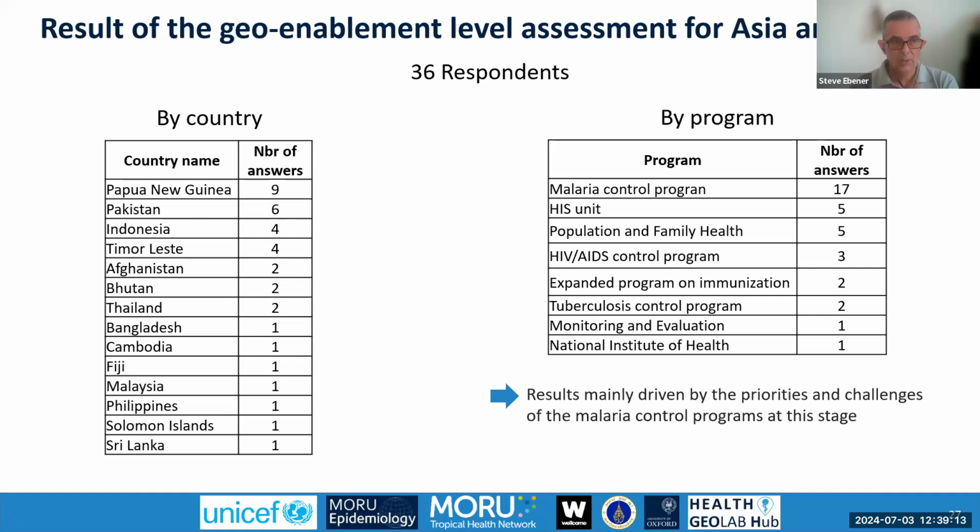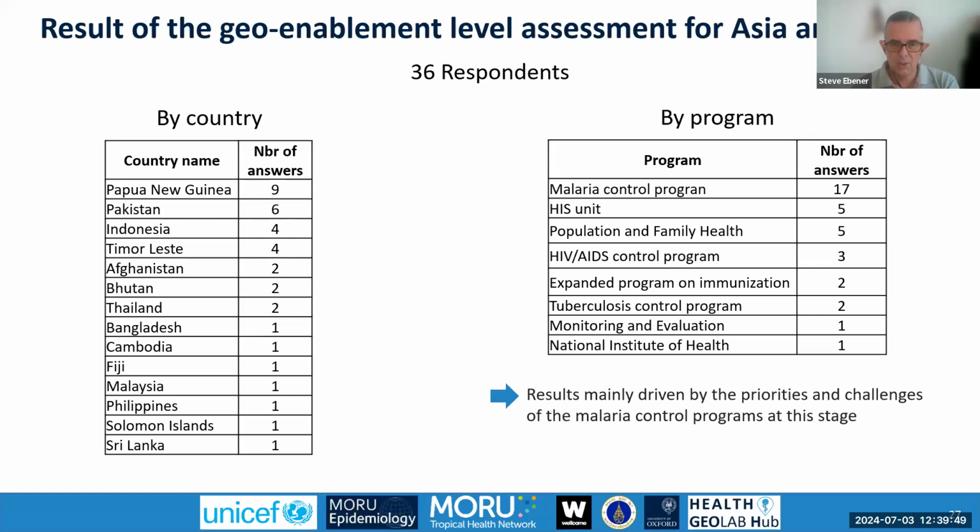In terms of programs and units, we have respondents from 8 different programs. The most represented are the malaria elimination or control programs in countries and the HIS units. The name might change from one country to another, so I put them under a certain classification, but I guess you will recognize yourselves. The third most represented is population and family health.